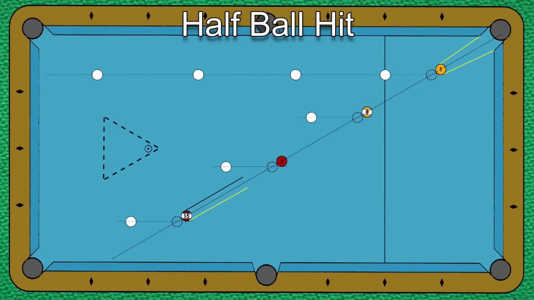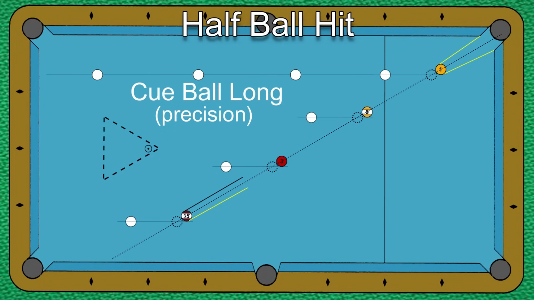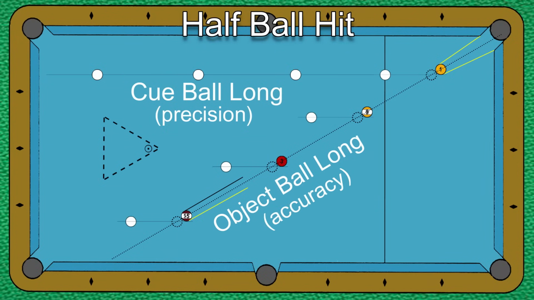When practicing your aiming, it's important to not lump all long shots together. When the cue ball is a long distance from the object ball, the shot requires more precision. That's your cue tip position on the cue ball. But when the object ball is a long distance from the pocket, you need to be careful with your accuracy. How accurate are you aiming at the object ball aim point?